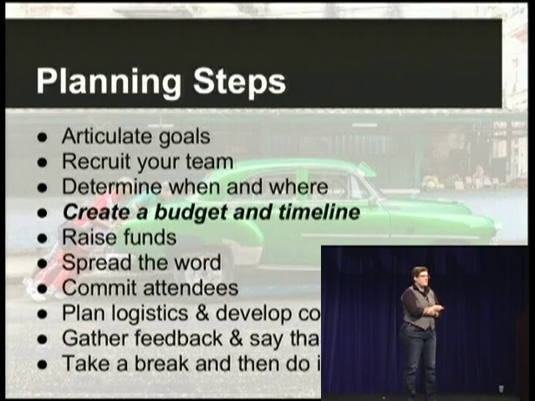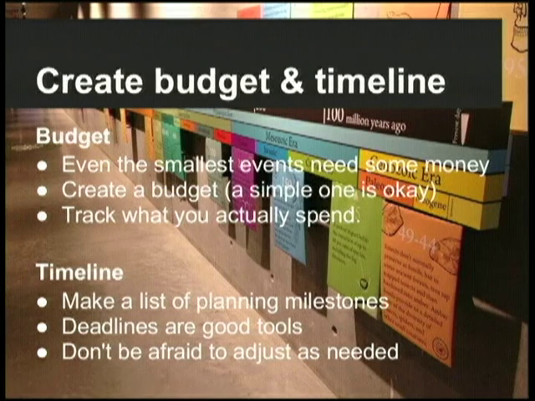So, gotta create a budget and a timeline. Even the smallest, tiniest events usually need some kind of money. You might want to order some pizzas or something. So it's a good idea to articulate what you think you're going to need to spend money on, and also track what you actually spend. Because a budget isn't so super useful if at the end of the event you don't actually know, was that budget even close? So you don't have to worry about fancy financial software or anything. You can use a Google spreadsheet or Numbers or LibreOffice or whatever.